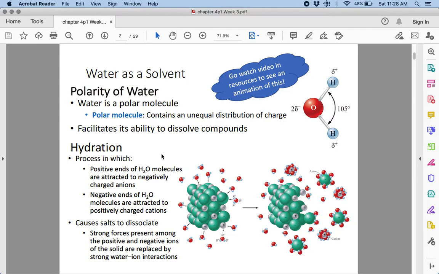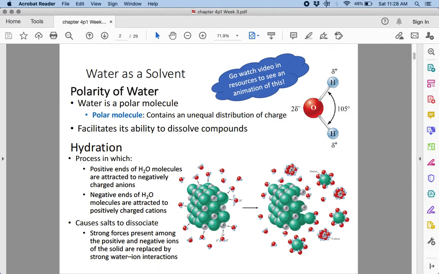Compounds can be hydrated as well. Experiment 1C that you've done in your lab is about hydrated compounds, right? So that's where water molecules are being added. This is a little different. So this is going to be the process by which water dissolves things or dissociates and breaks them apart.